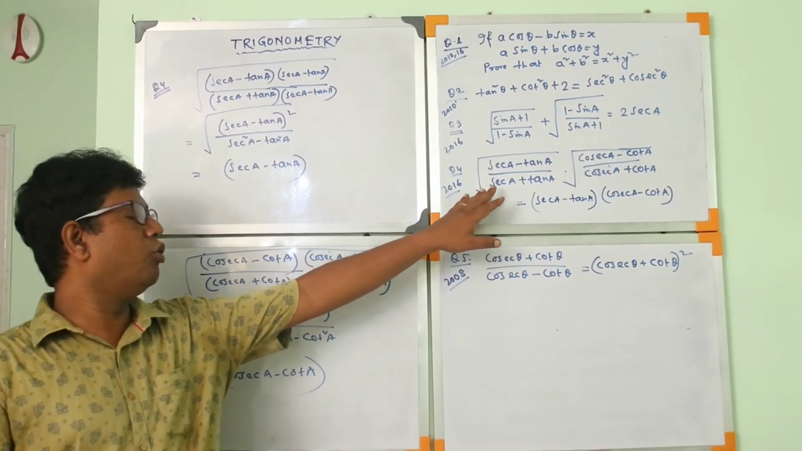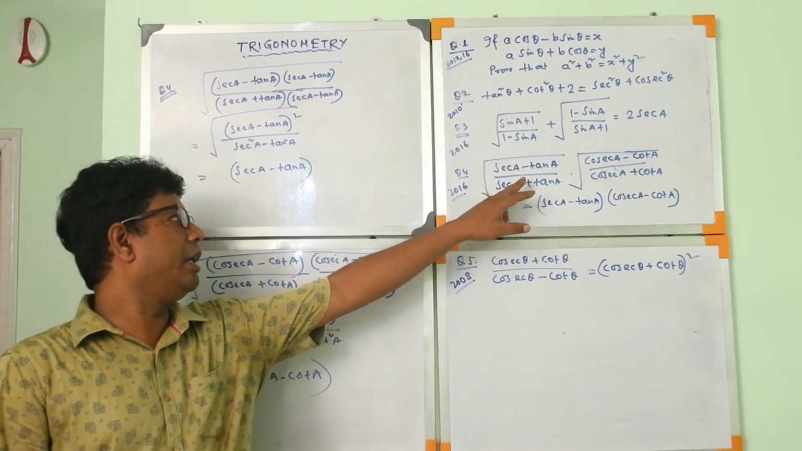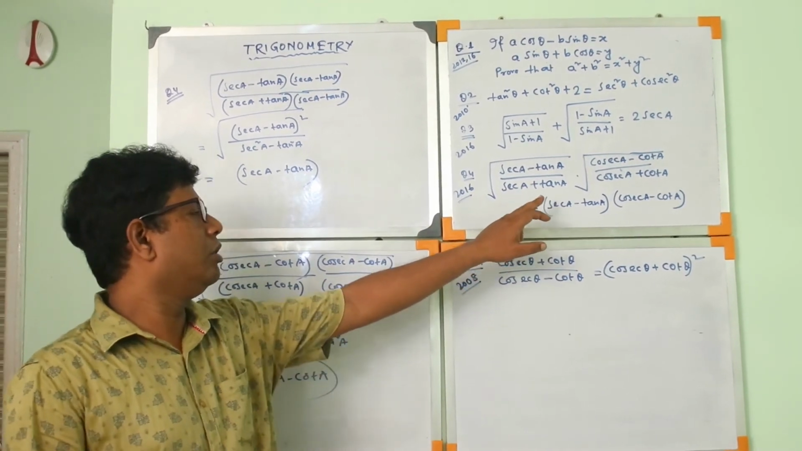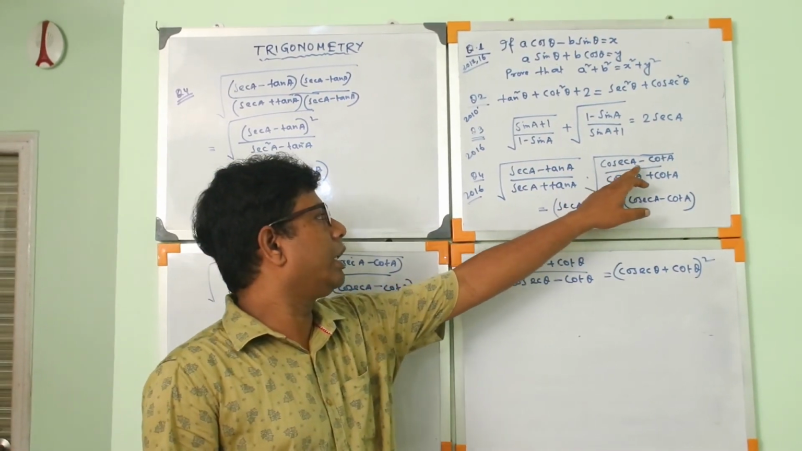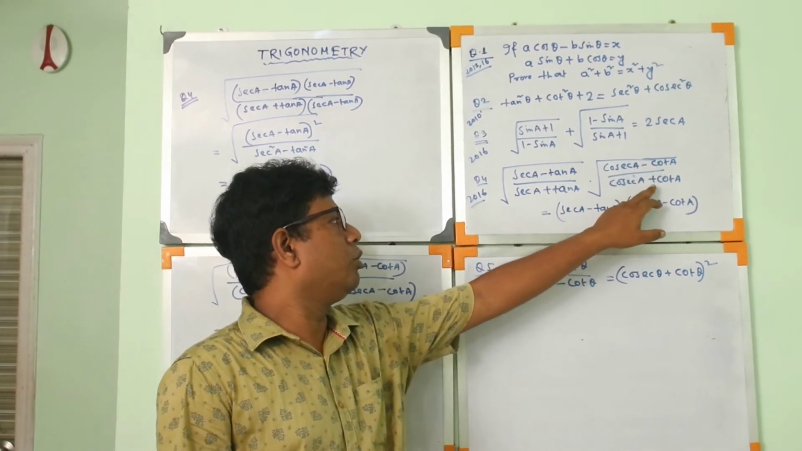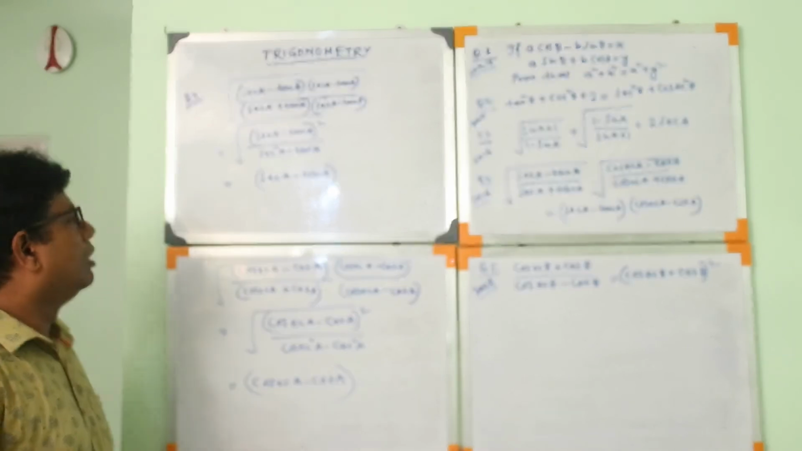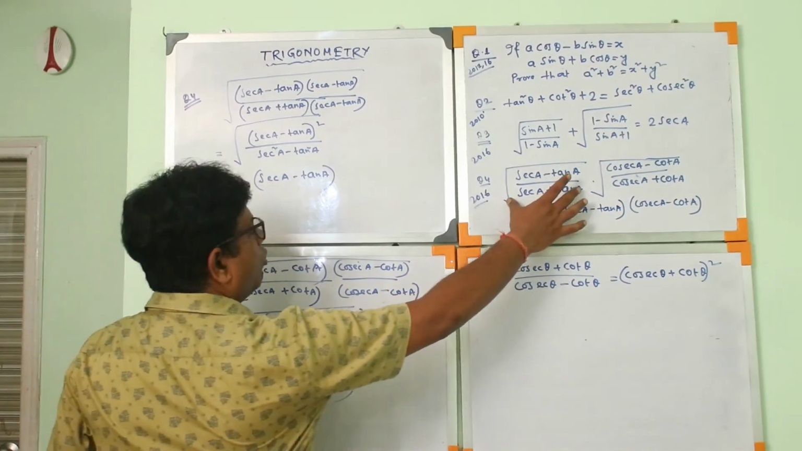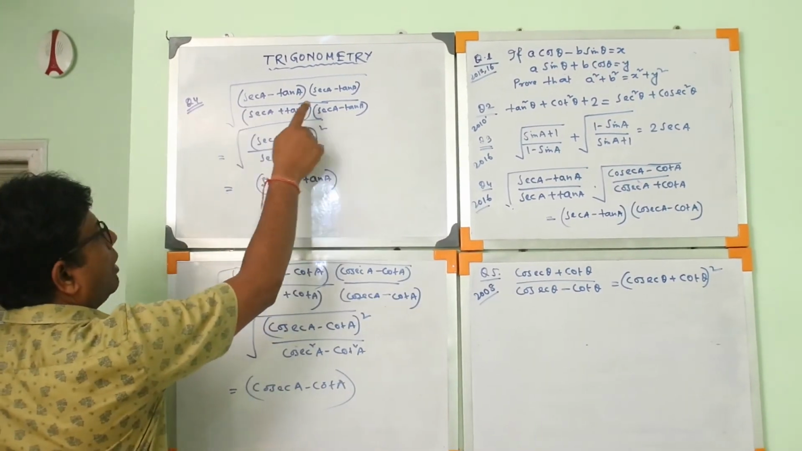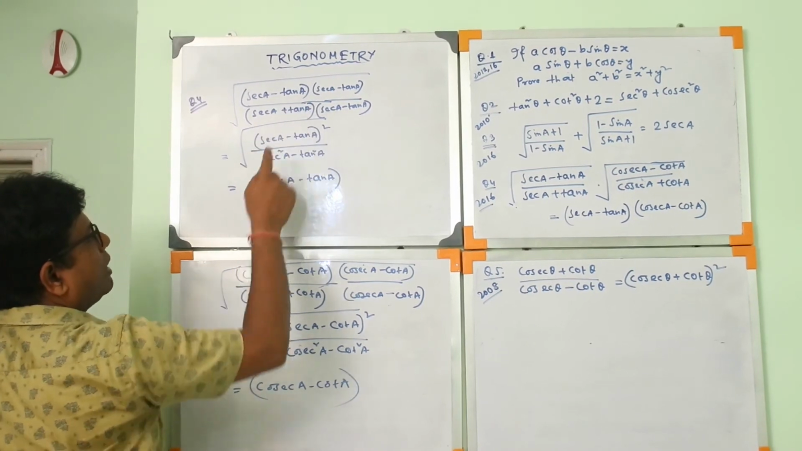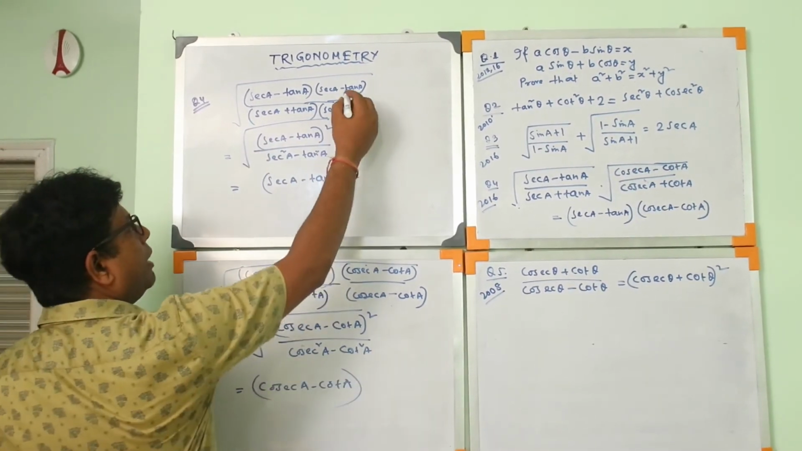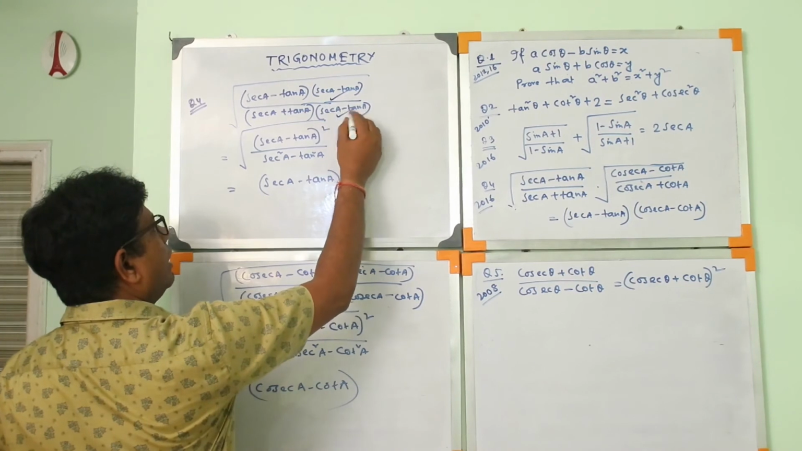Next, question number 4: square root of sec a minus tan a by sec a plus tan a, multiplied by cosec a minus cot a divided by cosec a plus cot a, whole square. CBSE 2016. First, taking one part of the left hand side, that is sec a minus tan a by sec a plus tan a, multiplying numerator and denominator by sec a plus tan a.